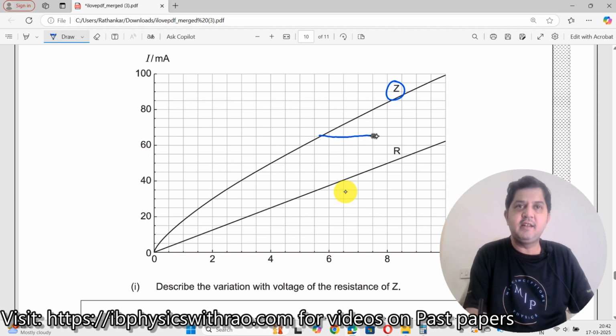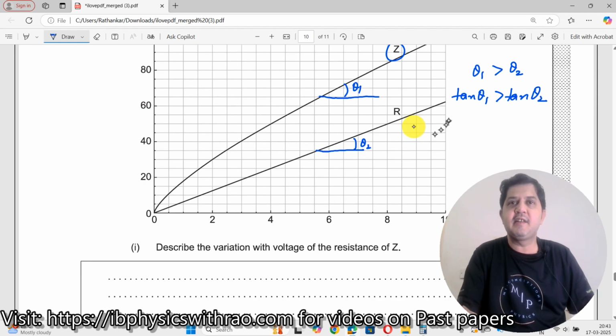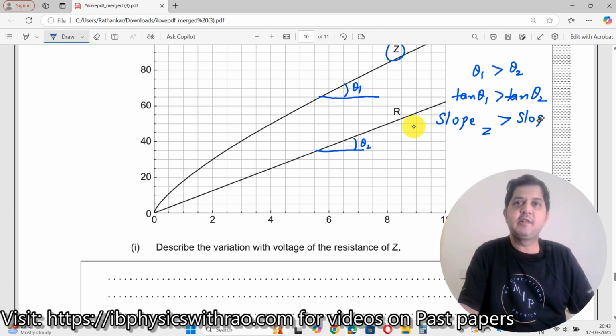If I take this angle, let me call this theta1, and at the same position, for example here, I will call this theta2. So what can you comment on theta1 and theta2? You can say theta1 is larger than theta2, because you see, this is much larger, this is much smaller over here. Which means your tan theta1 would be greater than tan theta2. What is tan theta in a graph? This is nothing but slope. So I will write this as slope of Z is greater than slope of R.